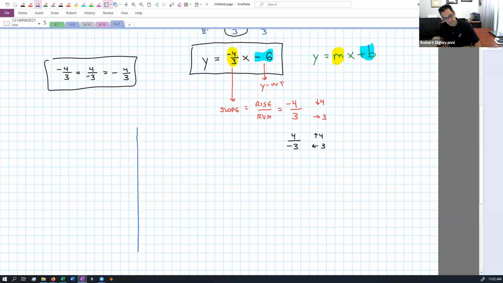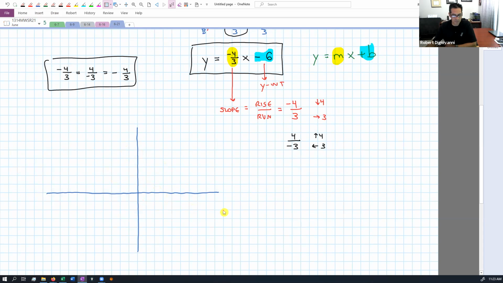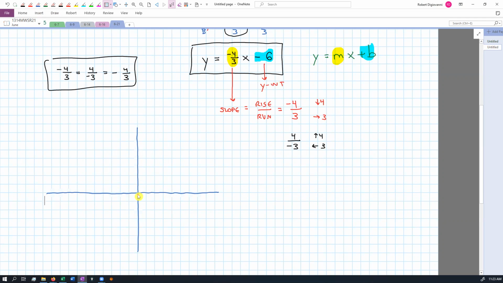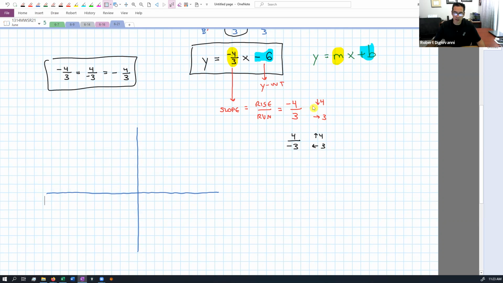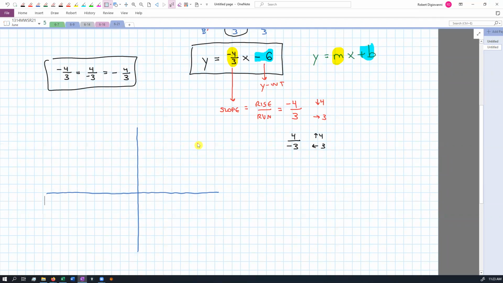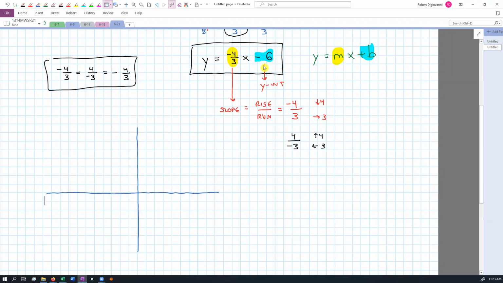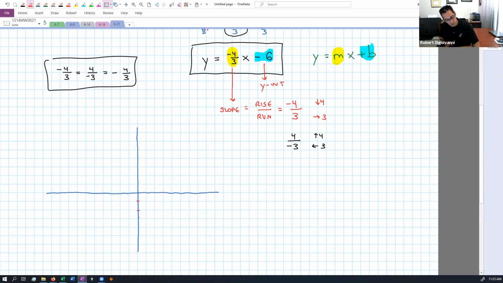So I'm going to go to my graph. And Lily, where are we starting? What's the first thing I put on this graph? We start at the origin. Are you going to do the top one or the -4/3 or 4/-3? We'll do the -4/3. That's your slope. But you said start at the origin. Be careful. Oh, no, sorry. You start at the intercept. Good. So you start at the intercept, which is -6. That means we're going to move down 6 first. 1, 2, 3, 4, 5, 6. There's -6, and there's where we start.